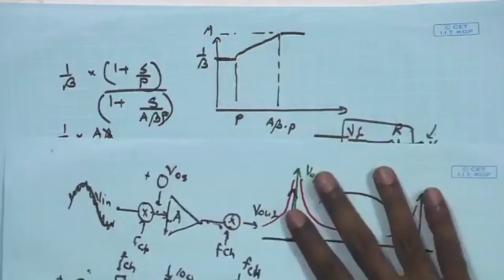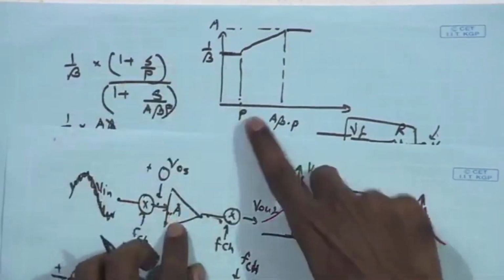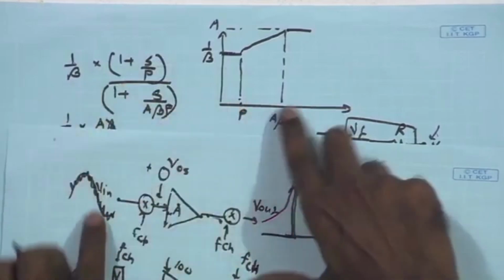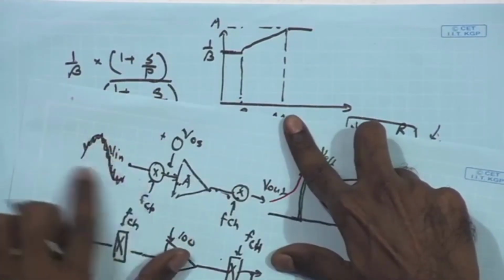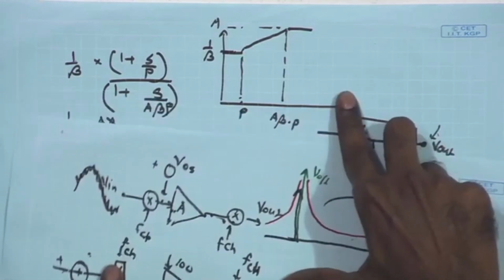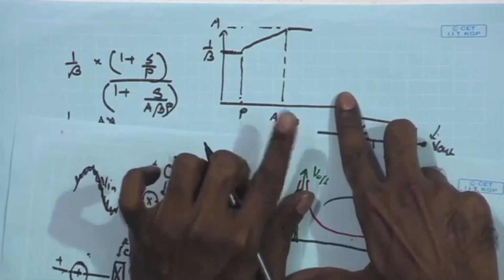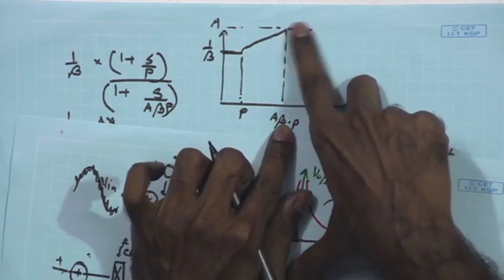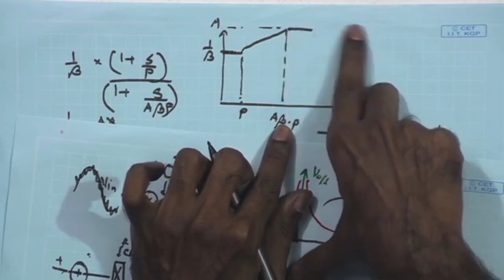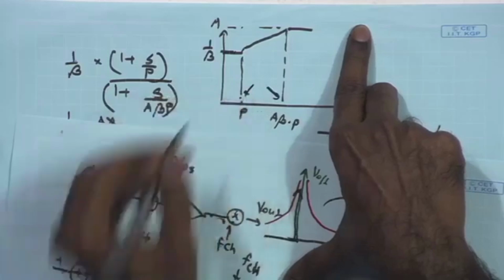So, what I want is that the p should be set such that it is rejecting the low frequency dynamic offset, but at the same time A beta times p should be such that my passband signal, the desired signal, is able to pass. That is the criteria in setting these 2 points.